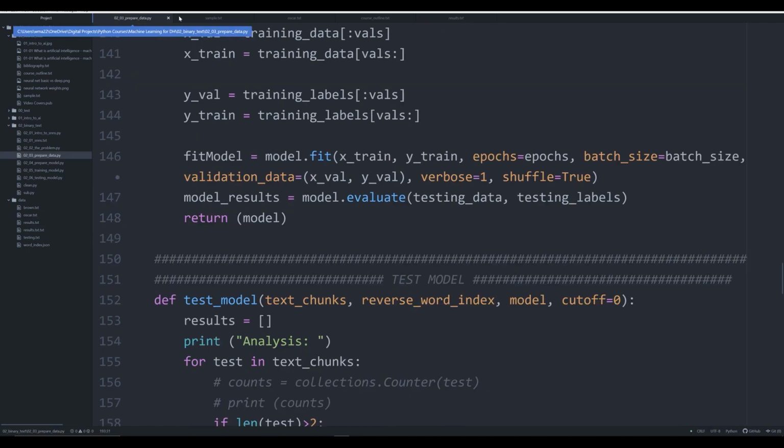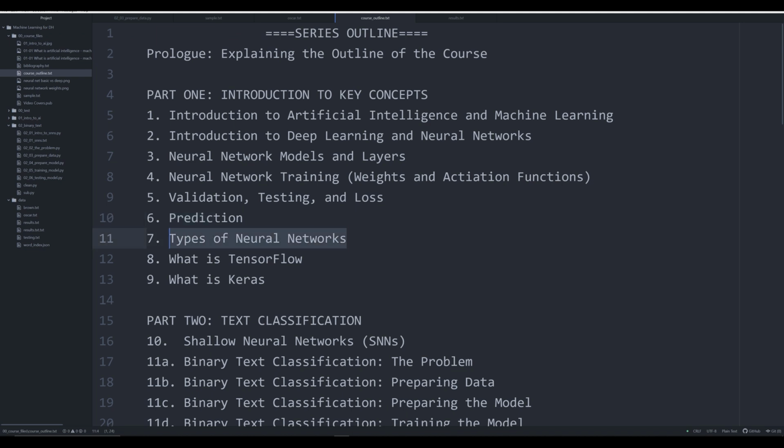In the next video, we are going to start looking at the types of neural networks that exist. We're going to discuss these neural networks very generally, just so you can see some of the different architectures that are out there and why certain architectures are used to solve certain problems. And then in the next two videos, we're going to look at TensorFlow and Keras a little more closely.